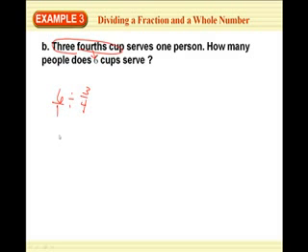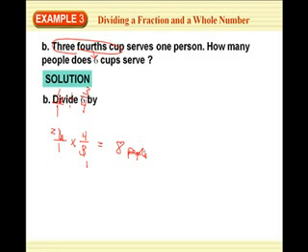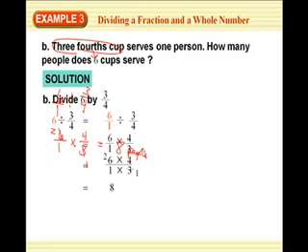6 over 1, first fraction stays the same. Change to multiplication. Flip the second one over. Cancel out the 6 and the 3 by factoring out a 3. 3 goes into 3 once. 3 goes into 6 2 times. So that would be 8 people, which is just the opposite of what we did, I believe. Yep.